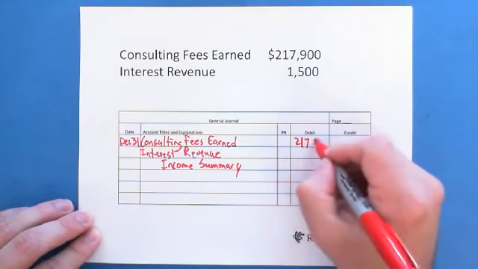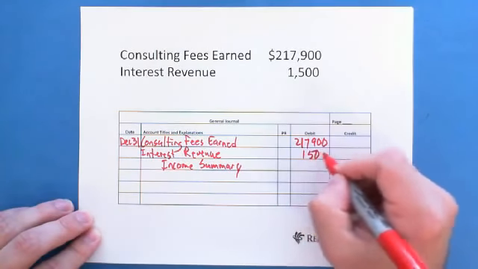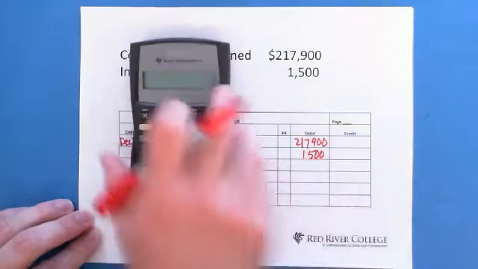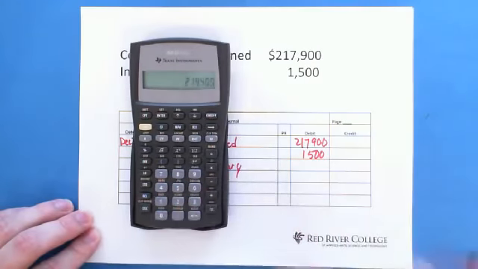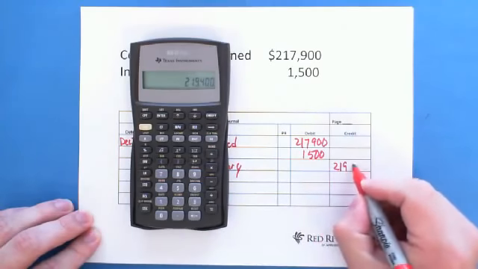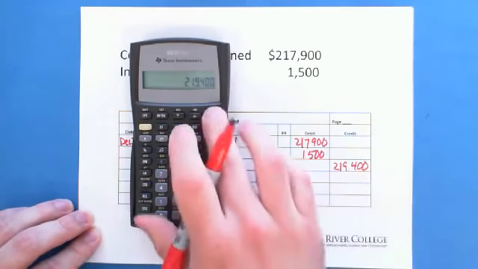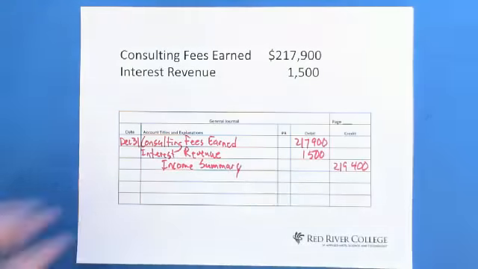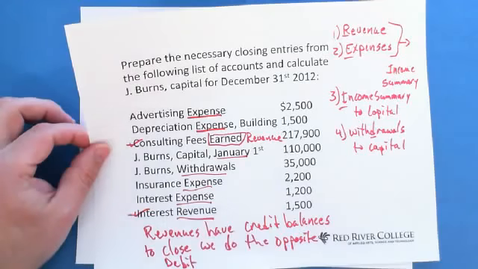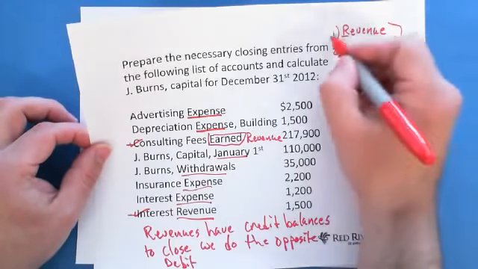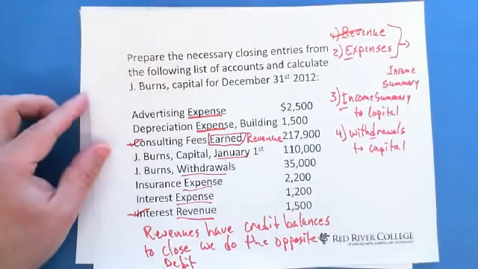So 217,900 and 1,500. Bring in our calculator. So 217,900 plus 1,500 gives us 219,400. Okay, so that's step 1, closing the revenues. So consulting fees, interest revenue. Step 1, done. Step 2, close the expenses.